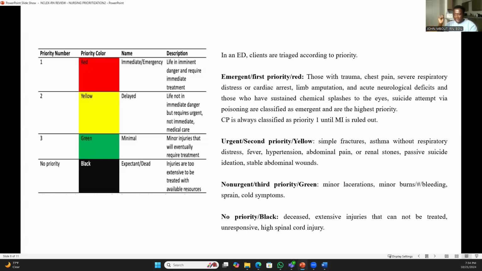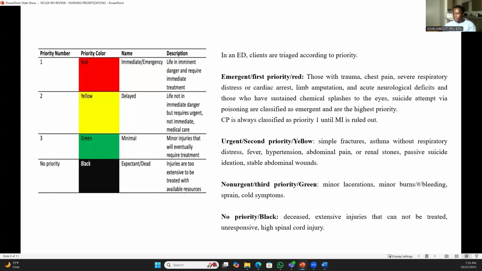When you read a question, pay attention. But if the patient is asthmatic and is in asthma exacerbation, that is respiratory distress, it goes up to the red zone, priority number one. You attend to this patient first. Okay? Fever is never an emergent problem. It's an urgent problem, but not an emergent problem. Hypertension, abdominal pain, we classify them here. Renal stones. We move to the green zone, priority 3.